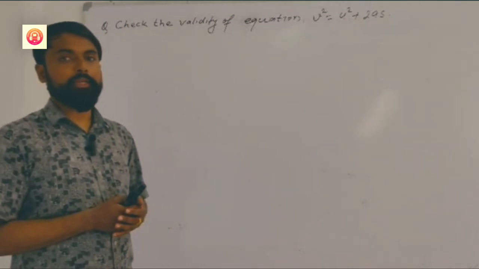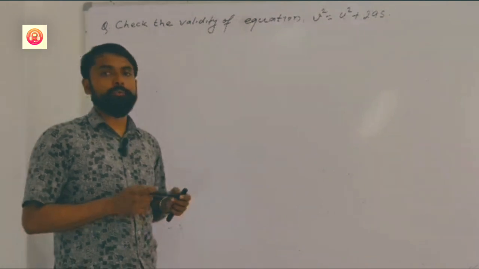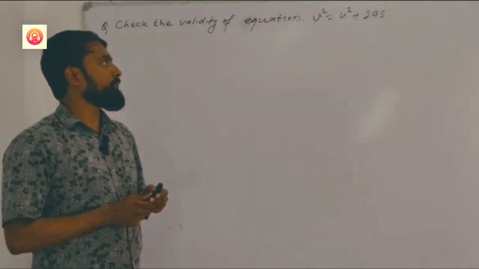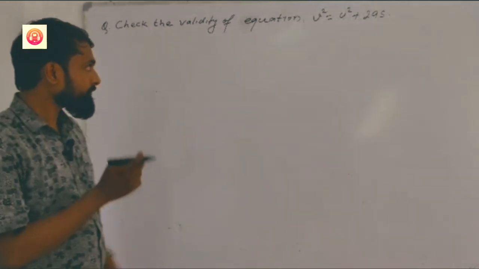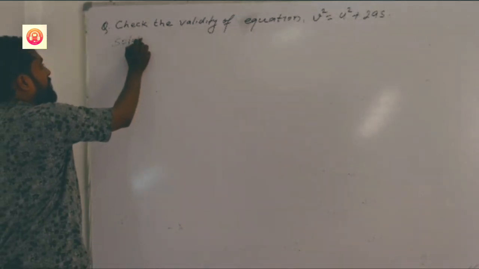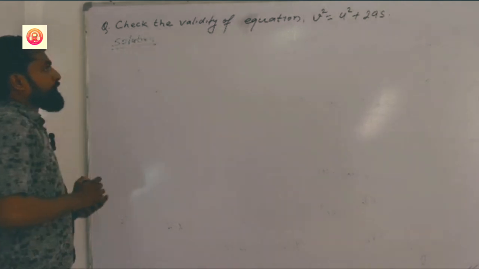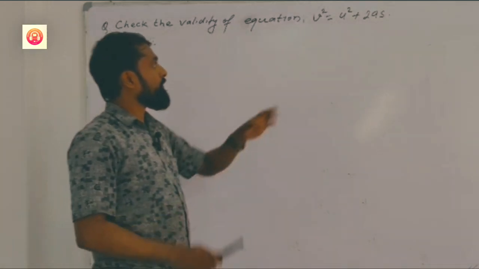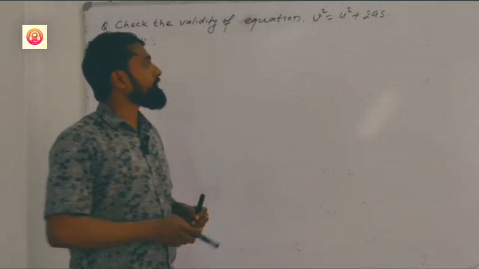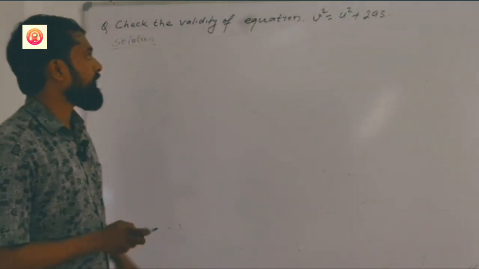If the unit on the left hand side is not equal to the unit on the right hand side, then the equation is not said to be valid. So in this equation, solution: here we have the left hand side v square and the right hand side u square plus 2as.